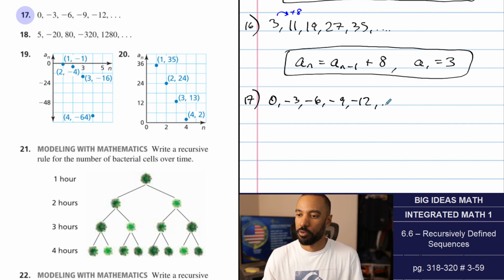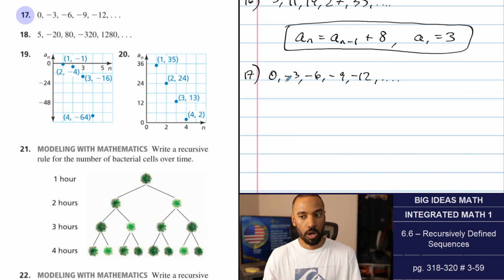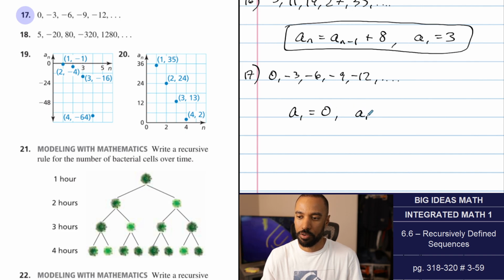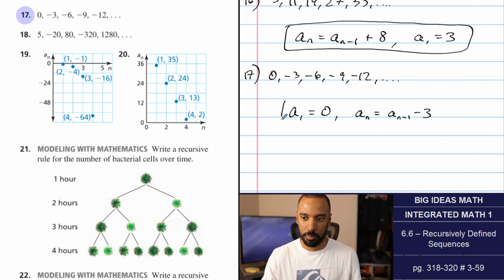Okay, so for this one, I'll go straight into the rule. You can tell there's a subtraction of 3. This time I'll write it the way that the book does it. They start from the first term, indicate that it's 0, and then the value of the next term takes the value of the term before it and subtracts 3 from it.